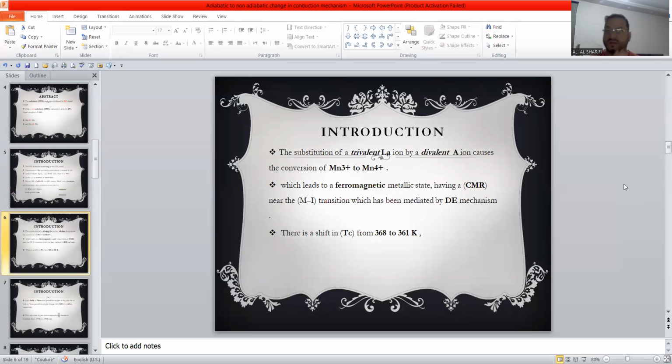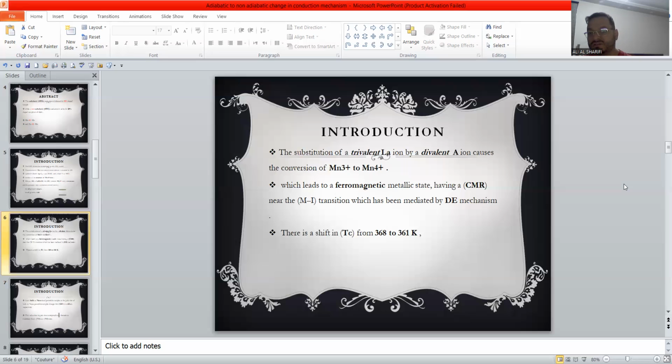From paramagnetic, from non-ferromagnetic to a ferromagnetic metallic state, after the substitution, the interaction between the trivalent lanthanum and divalent alkaline earth. We have a ferromagnetic metallic state now, having colossal magnetoresistance near the insulator-metallic transition, which has been mediated by the double exchange mechanism.